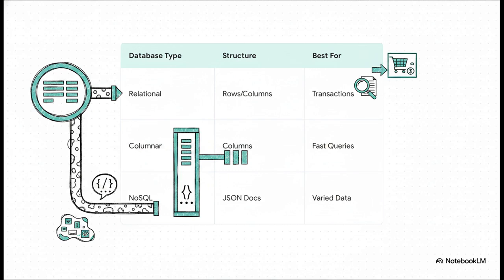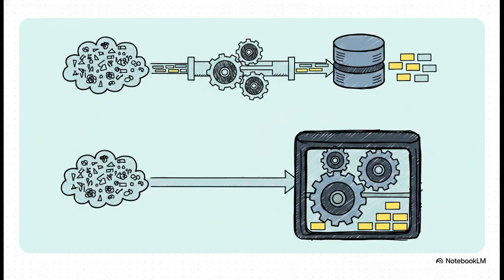Then you have columnar databases. They store data in columns, making them incredibly fast for data warehouse queries when your analysts need to read massive amounts of data all at once. And finally, NoSQL databases, like Elasticsearch, store data as JSON documents, which makes them absolutely brilliant for handling highly varied and flexible data formats.